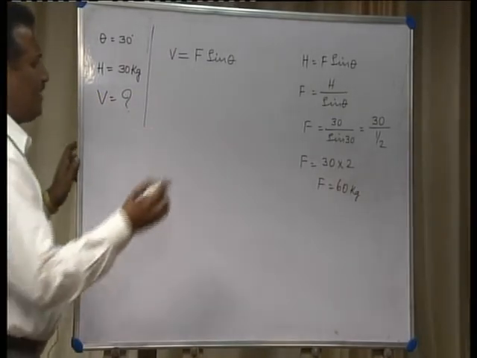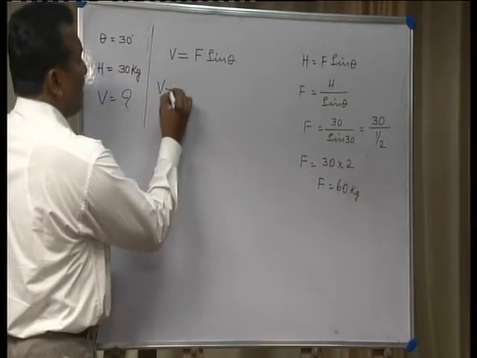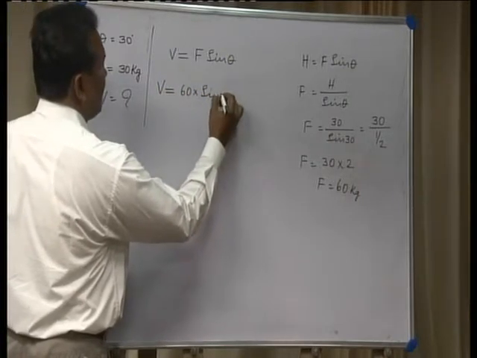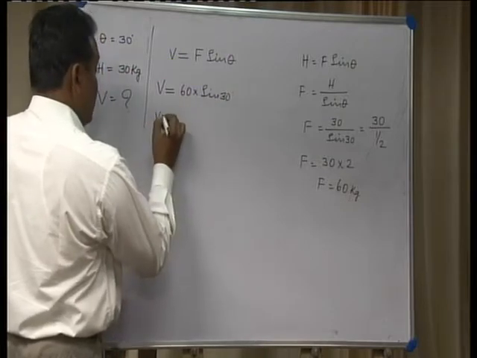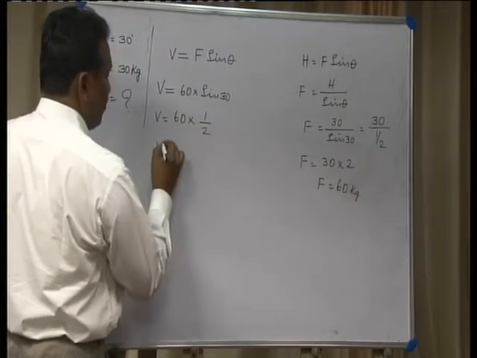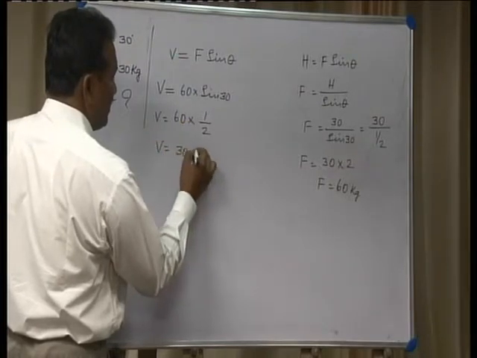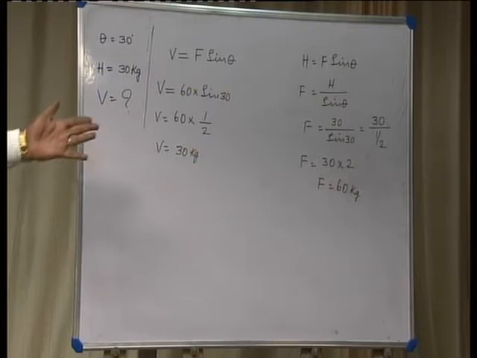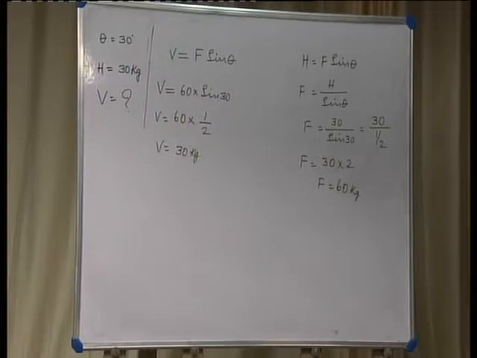Now, F is calculated. So, the required vertical component is 60 into sin 30, that is V is equal to 60 into sin 30, which is 1 by 2, so V is equal to 30 kg. This is the vertical component of the force which is inclined at 30 degrees and its magnitude is 60 kg. So, this is how we calculate this force. Now, move on to the next problem.